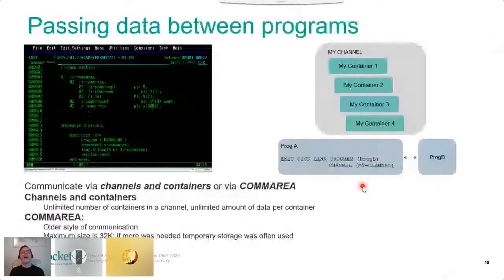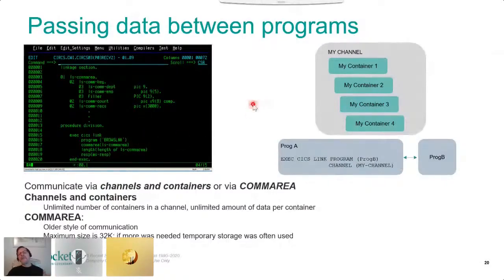So we mentioned COM area, and here is another use of COM area. When you actually want to invoke one program from another and you want to pass it some data, one of the other things you can use the communication area for is to pass data to a program that you're actually calling. So this is an example of me passing data to another program.